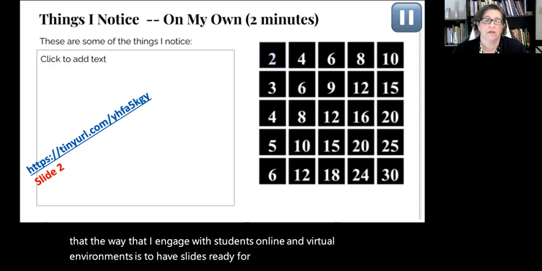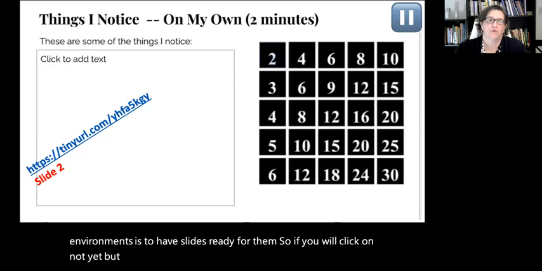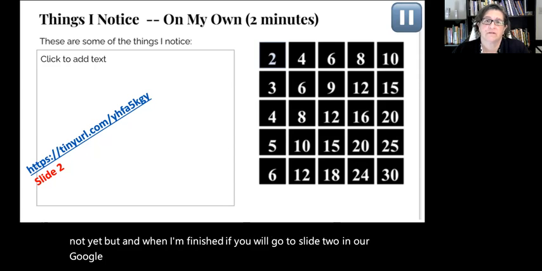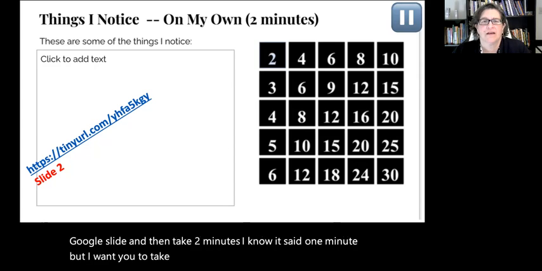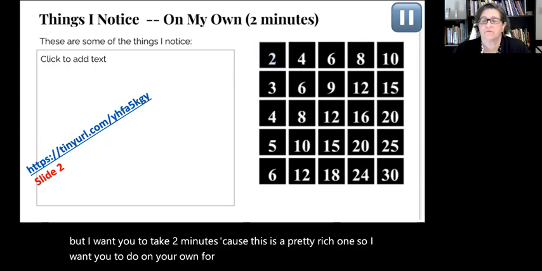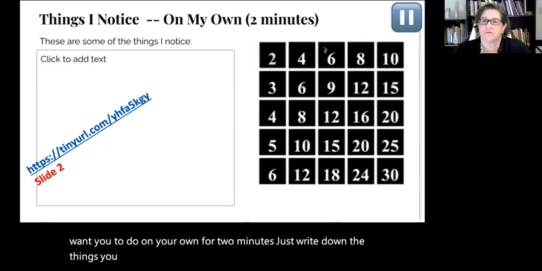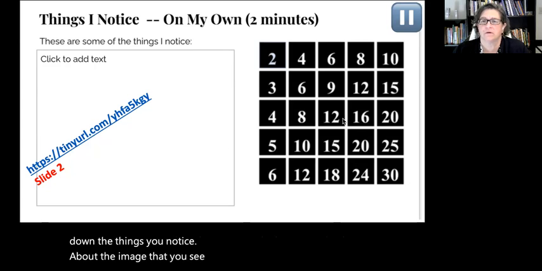So when I'm finished, if you'll go to slide 2 in our Google slide, and then take 2 minutes. I know it said 1 minute, but I want you to take 2 minutes because this is a pretty rich one. So I want you to, on your own, for 2 minutes, just write down the things you notice about the image that you see. So what do you see here?